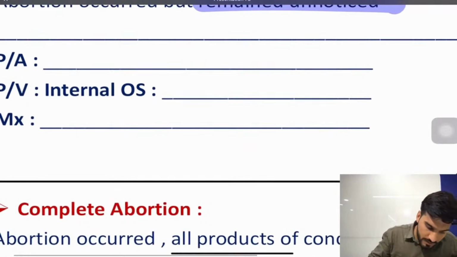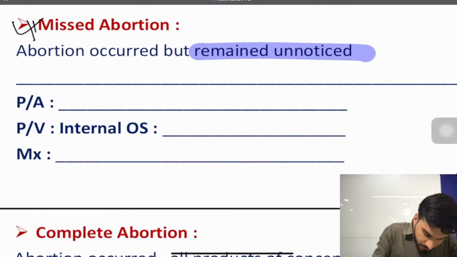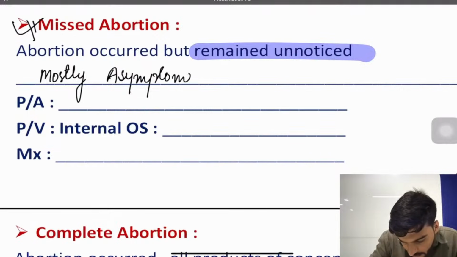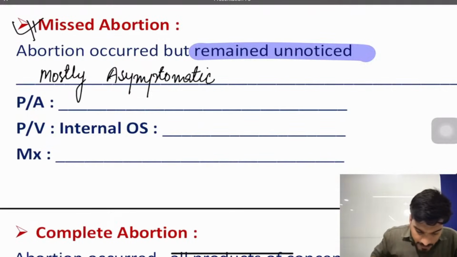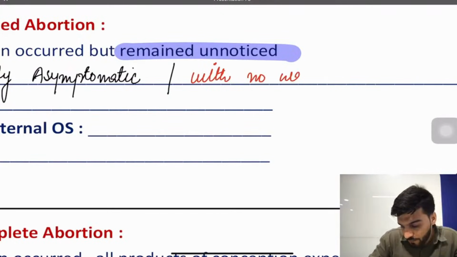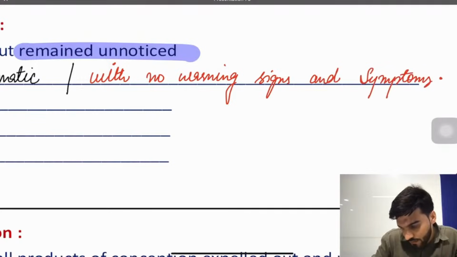So what is missed abortion? Sir, abortion occurred, remains unnoticed because it's mostly asymptomatic, or with no warning signs and symptoms.